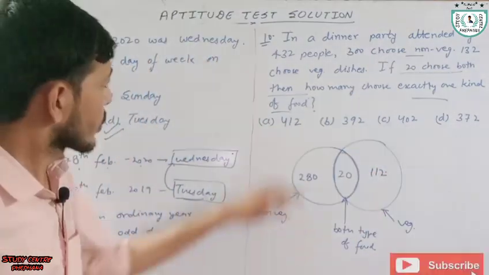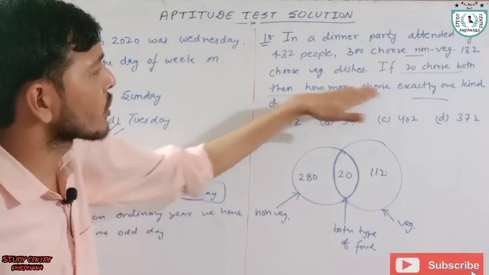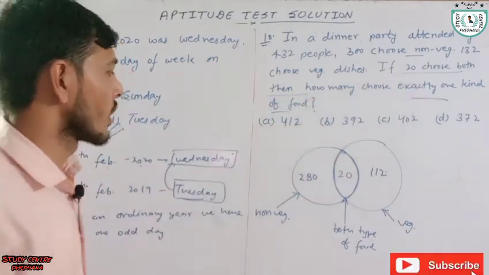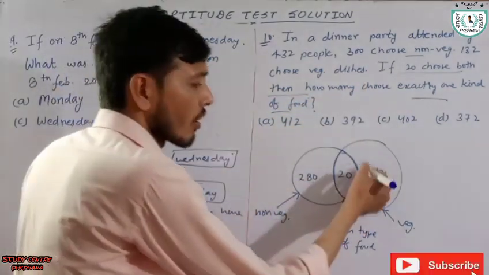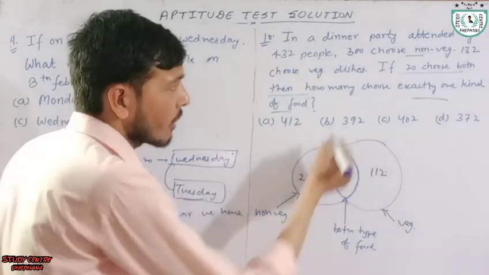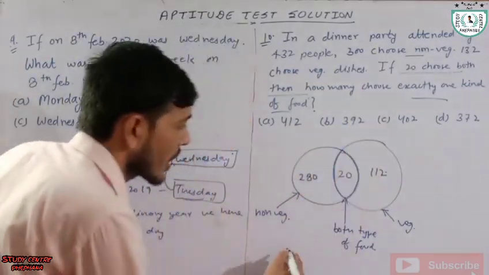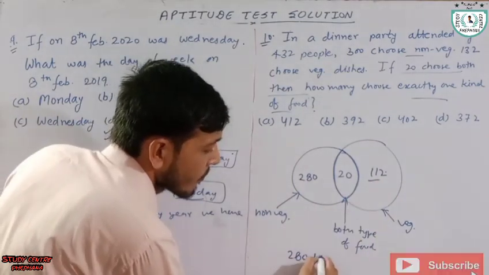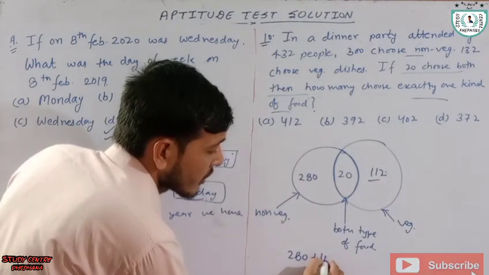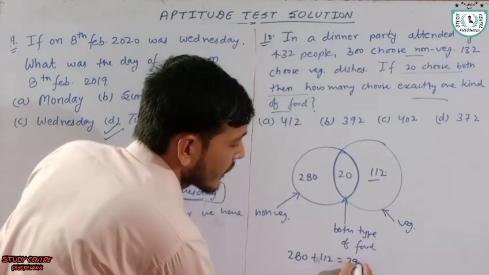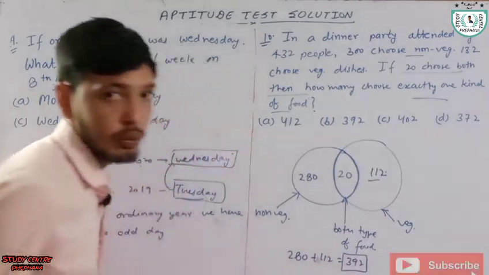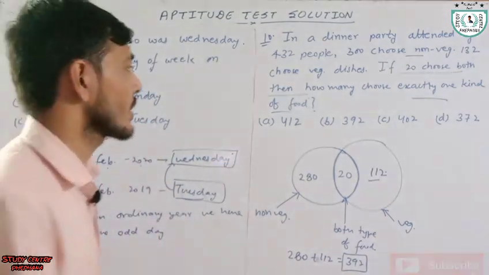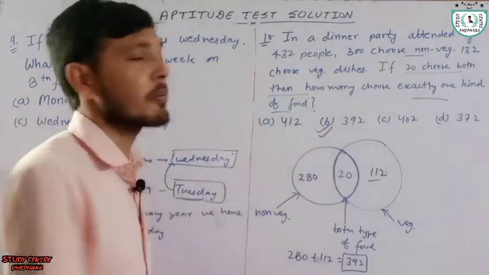The question asks how many choose exactly one kind of food, that is non-veg or veg. Exactly one kind of food is chosen by 280 plus 112 people, that is 392. Hence the correct answer of this question is 392, option B.